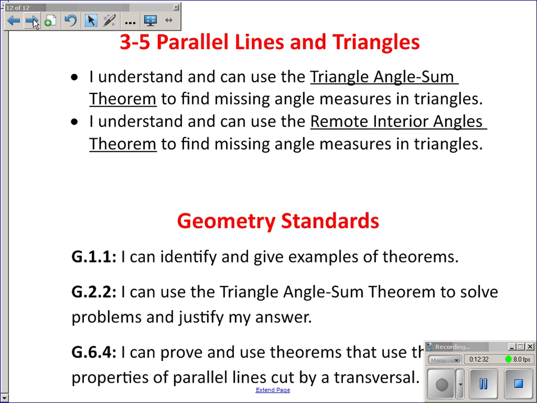Okay, this video was on the triangle angle sum theorem, that the sum of the angles in a triangle add up to be 180 degrees, and that you can use that to find missing angle measures in a triangle. Also, you should now know what the remote interior angles theorem is, that an exterior angle is equal to the sum of the remote interior angles, and be able to use that to find missing angle measures in triangles.